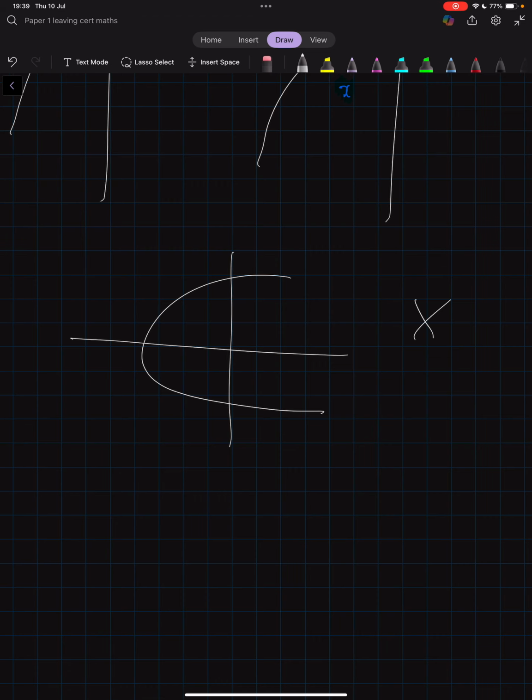This one, however, is not a function. Why? Because if I go and draw a line down like this, one value of x gives me two values of y. And therefore it's not a function, because I have that one x gives two values of y, and therefore it's not a function. Okay?